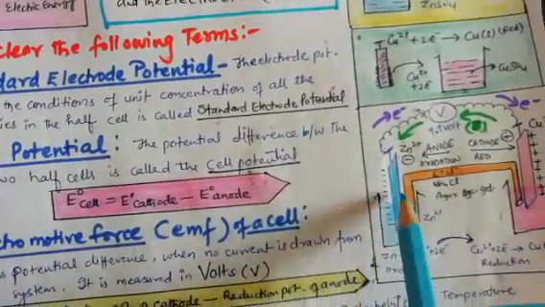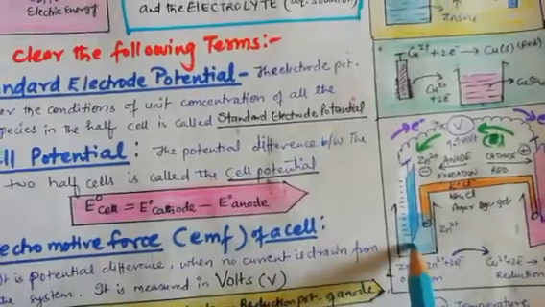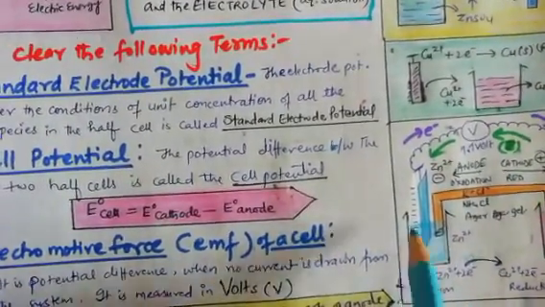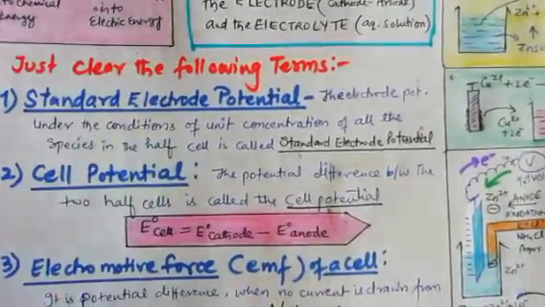Whatever half cell, how much potential this half cell has, if it is specified with a value, suppose we write 1 mole here, 1 bar pressure here, it means that we are using the standard value.